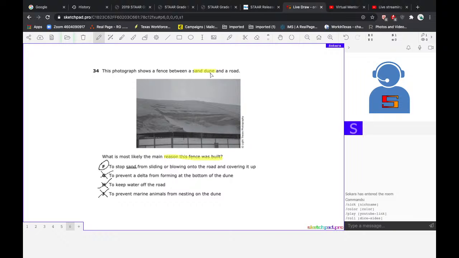And if there are any questions about this particular problem or any of the other ones I covered, please put them in the chat now.